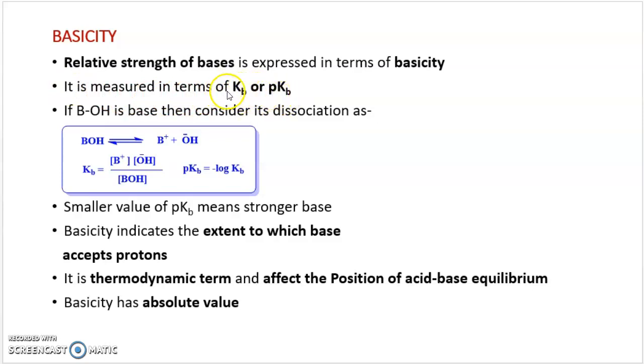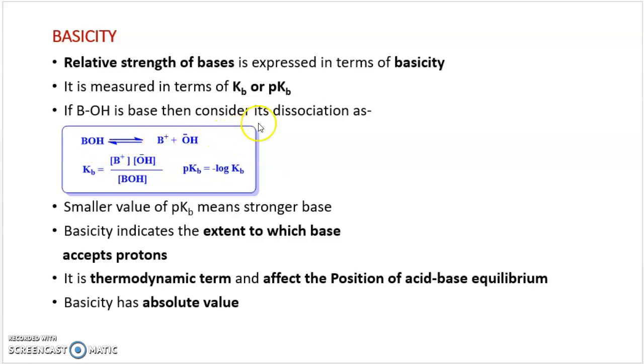These are the terms Kb and pKb. So we have some equations to calculate these values, Kb and pKb. Now consider the general base. Say for example this BOH is the general base, and if we consider the dissociation of this BOH, then we get two ions, B plus and OH minus.